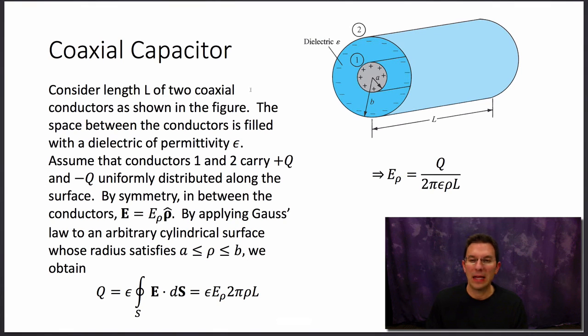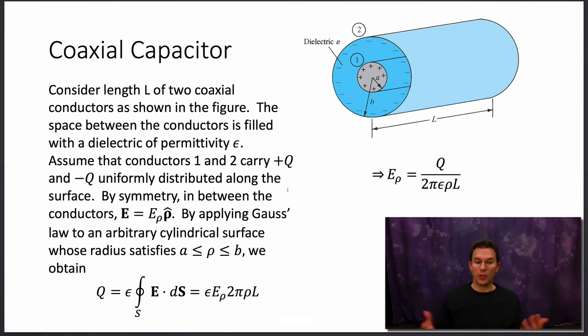Again, neglecting fringing fields that happen at the edges, we can say by symmetry the electric field when rho is between A and B has to be only directed in the rho direction. That's just due to symmetry arguments. Essentially, the electric field is going to point from the positive charge to the negative charge on the outer surface, directed radially in the rho direction. So we can say the electric field has this form.